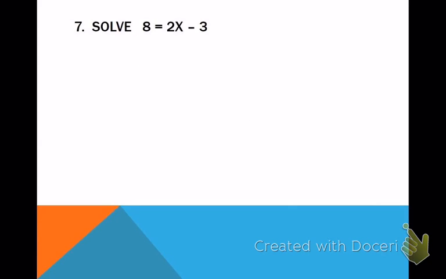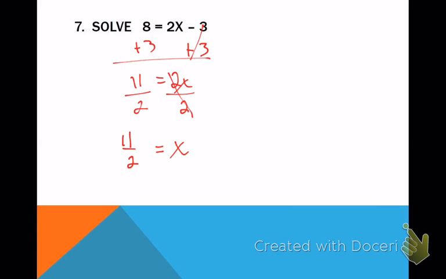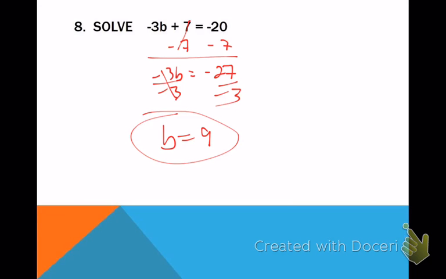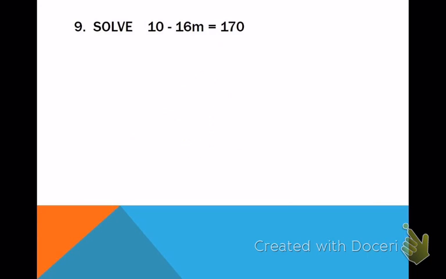Okay? Solve this guy, stop the video, see how you do. Did you get 11 over 2? I hope that you do. We're going to add 3 to both sides, then divide both sides by 2, and you should get 11 over 2. Okay? Try this one. Okay, subtract 7 from both sides. Divide by -3. And B is 9. Okay? One more for you.